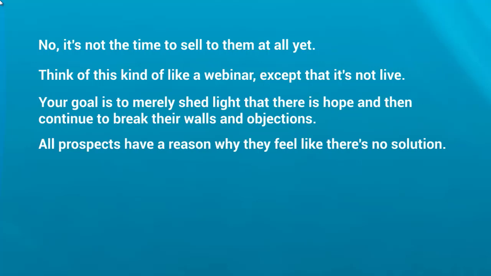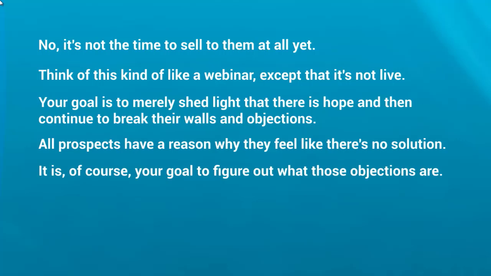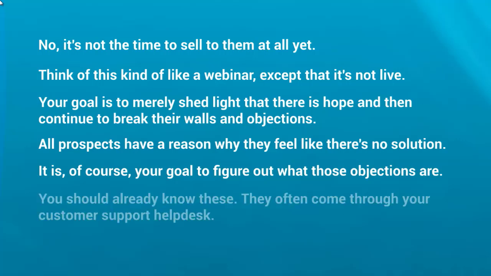Now, all prospects have a reason why they feel that there is no solution. And we don't necessarily know that, but that's something that you will need to figure out and maybe talk to your prospects, sit down with several of them to figure out exactly the different scenarios. Now, it is, of course, your goal to figure out what those objections are. So like I said, sit down with them and try to jot down what their common questions are and what are the common objections that they have.